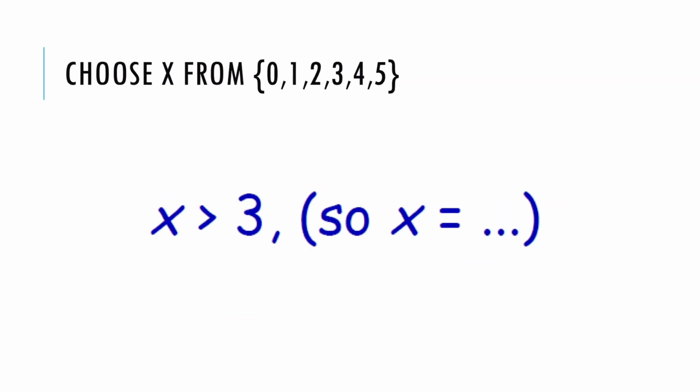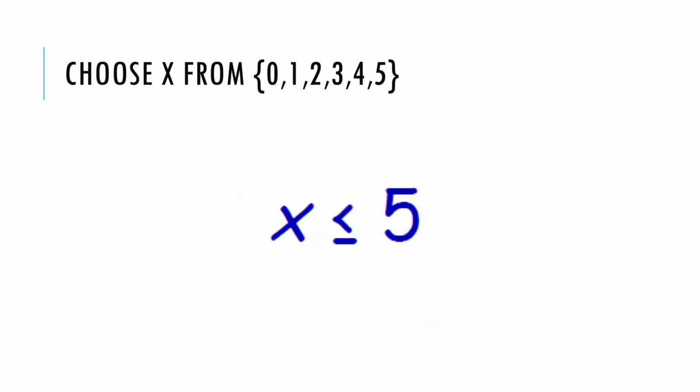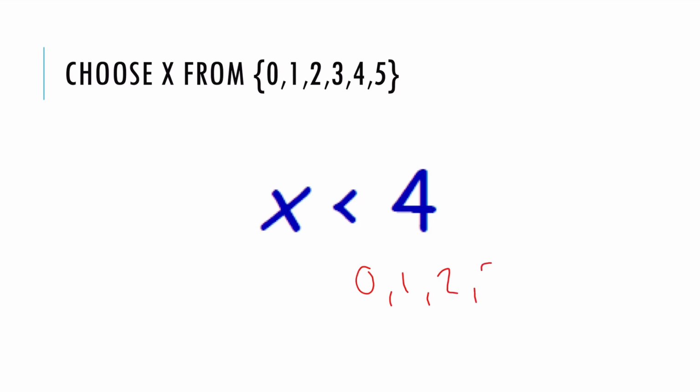Okay, so now we need to choose from this set of numbers to make this true. X is greater than 3, so the numbers we can choose from are 0, 1, 2, 3, 4, 5. The only numbers in this set that suit that are 4 and 5. 4 and 5 are the only two numbers in that set that are greater than 3. X is less than or equal to 5. Well, that could be any one of those numbers: 0, 1, 2, 3, 4, 5. X is less than 4, so from those numbers that must be 0, 1, 2 and 3.